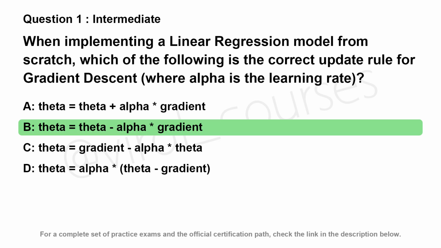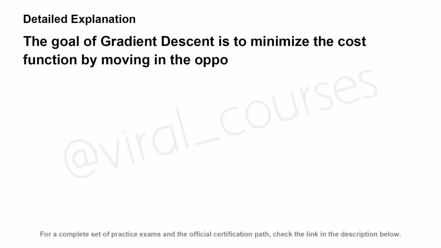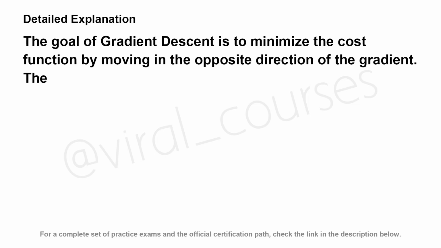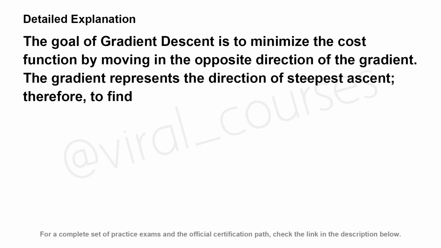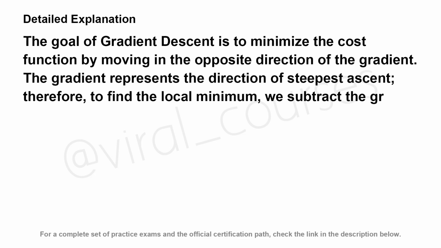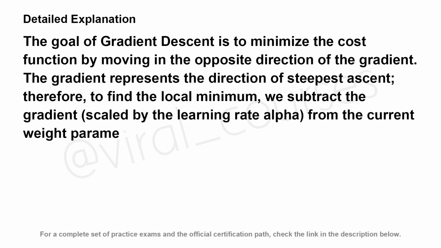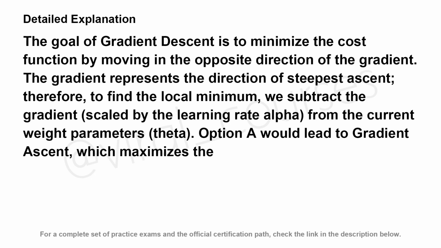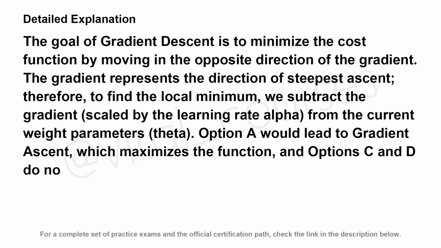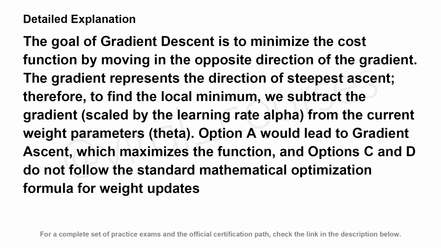The correct answer is B. The goal of gradient descent is to minimize the cost function by moving in the opposite direction of the gradient. The gradient represents the direction of steepest ascent. Therefore, to find the local minimum, we subtract the gradient, scaled by the learning rate alpha, from the current weight parameters, theta. Option A would lead to gradient ascent, which maximizes the function, and options C and D do not follow the standard mathematical optimization formula for weight updates.